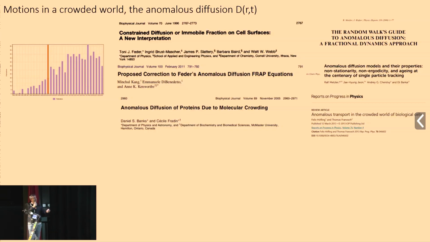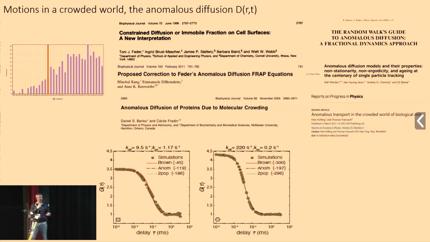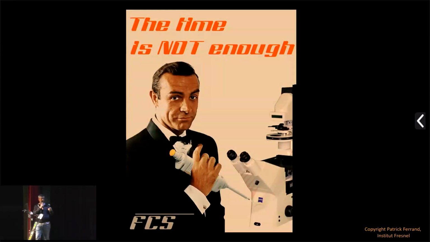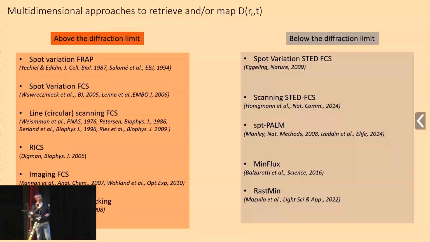Nevertheless, what is very funny is that, of course, you will always fit better. But if you look carefully here, these are simulations of something which is not anomalous at all. This is only binding, unbinding plus diffusion. And depending on the binding and unbinding constants, sometimes you see that anomalous is better, sometimes you see that Brownian is better, sometimes you see that two populations is better. So the conclusion of all this is that time is not enough. If you want to know exactly what's going on, you need to go to different space scales and look at what's going on at these different space scales.